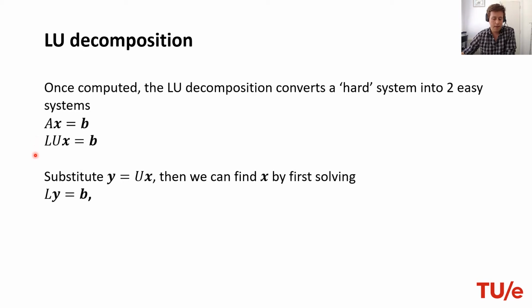And if we then make this substitution in notation, so U times x, that's an upper triangular matrix times x, that's simply a vector, and we call that y, then we can find x by first solving this intermediate system Ly = b for y, followed by solving Ux = y. And it will become clear why this is easier in the next slide.